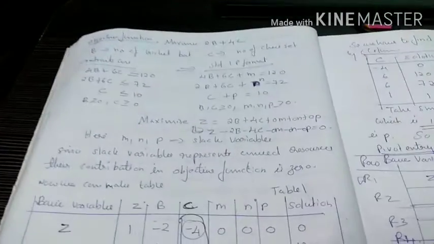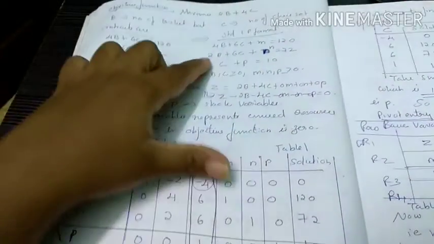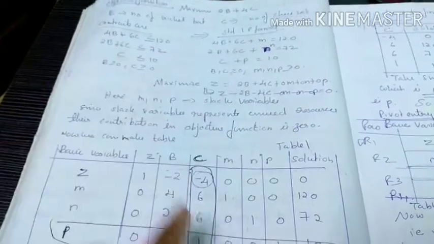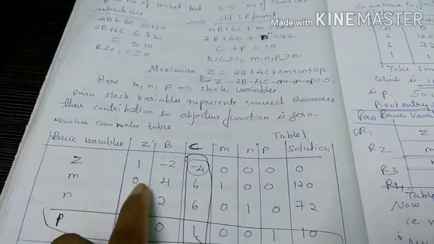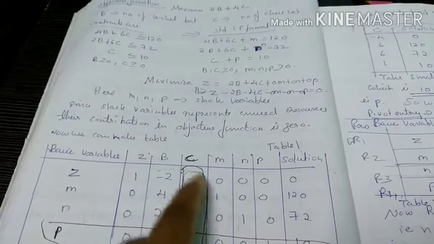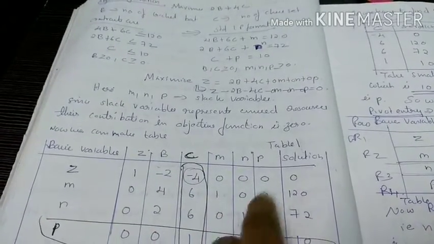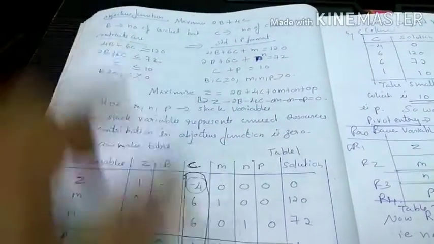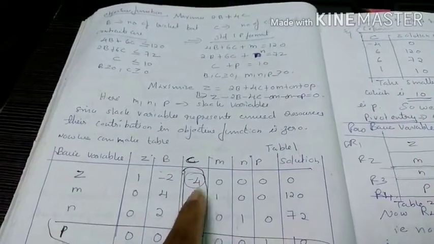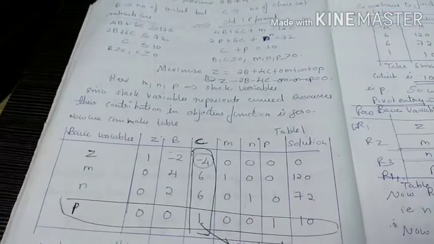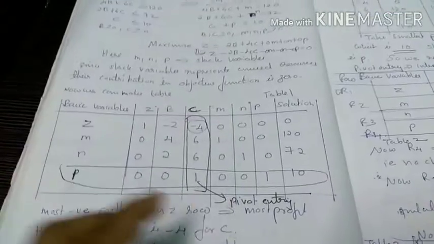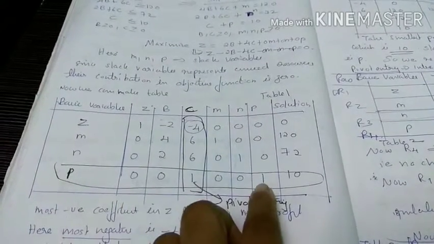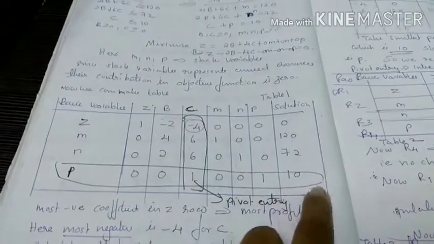Next, for M we have to write the first constraint, 4B plus 6C plus 1M equal to 120. That is 0Z, 4B plus 6C plus 1M plus 0N plus 0P equal to 120. For N we have to write 2B plus 6C plus N equal to 72. And for P we have to write C plus P equal to 10, that is, C is 1, plus P is 1P, equal to 10.